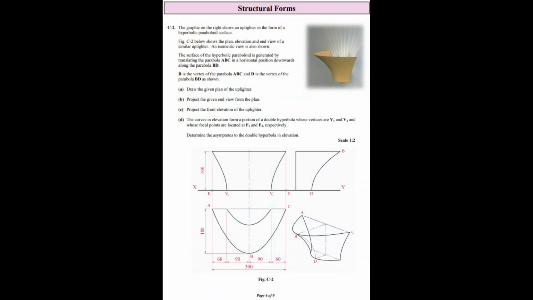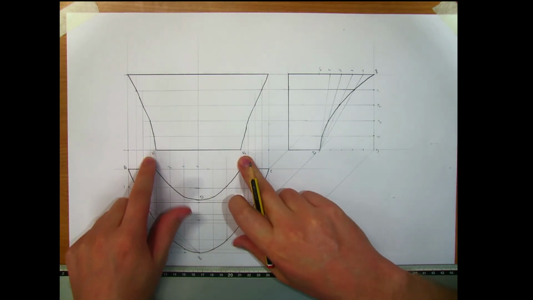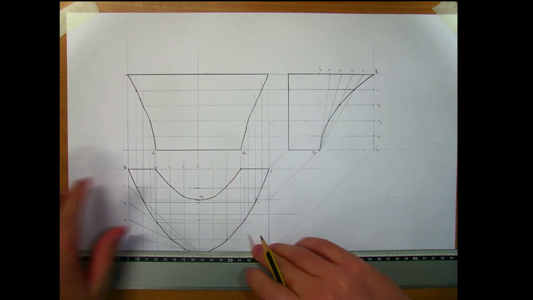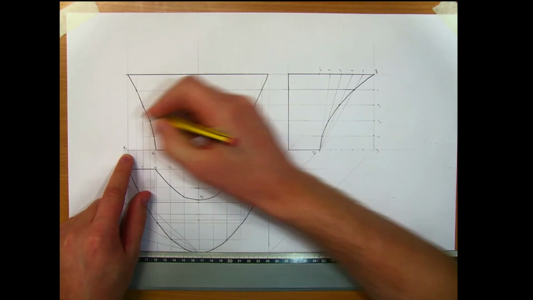So the final part of this question is part D. The curves in the elevation form a portion of a double hyperbola whose vertices V1 and V2, whose focal points are located at F1 and F2 respectively. Determine the asymptotes to the double hyperbola in the elevation. So we have V1 and V2, and need to locate F1 and F2. They're here and here, directly underneath these points as given in the question, F1 and F2.